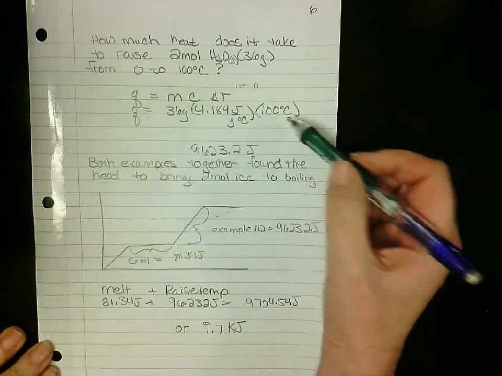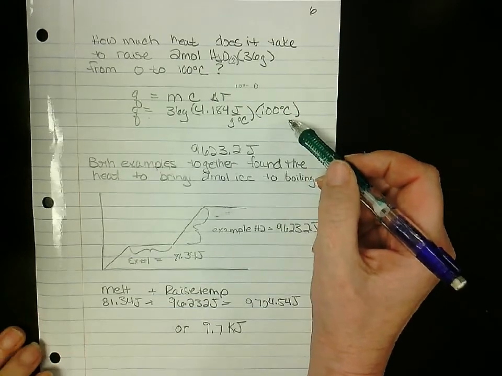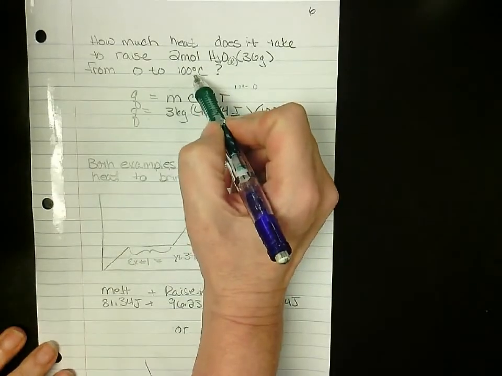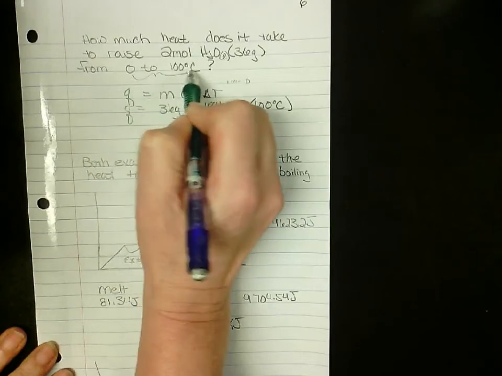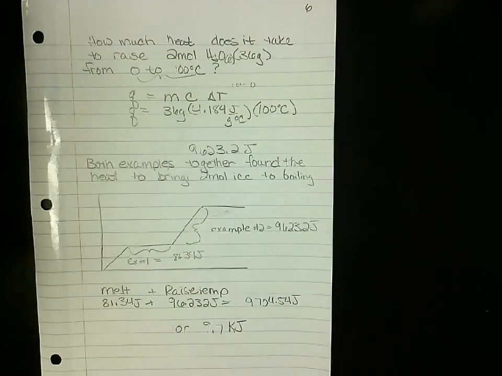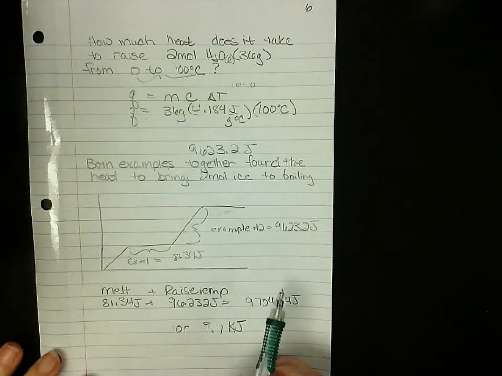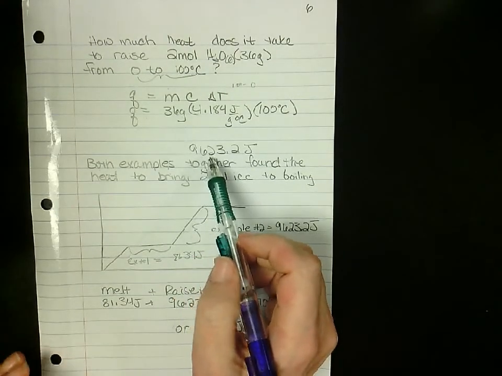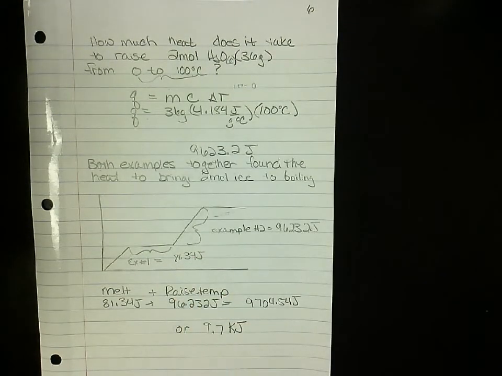Okay, you could have a different range there. So our change is 100. Don't think that's because I gave you that 100 there. It is the change. Okay, so if I went from 50 to 100, my delta T would be 50. Okay, so make sure you have that clear. And what I get is about 9,600 joules is what it takes.